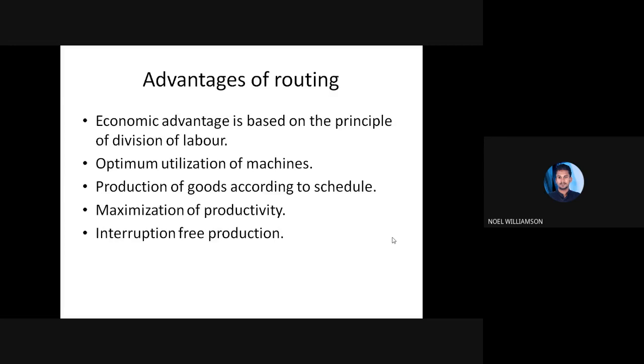Then the production of goods according to the schedule. That is very important. That is, the production can be done according to a predefined schedule. In the first case itself, we are defining a schedule, and then we are strictly adhering to that particular schedule. So through routing, the production will go on continuously with a smooth flow, and we'll be able to cope up with or adhere to the set schedule.